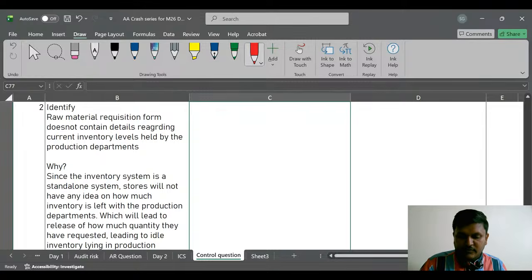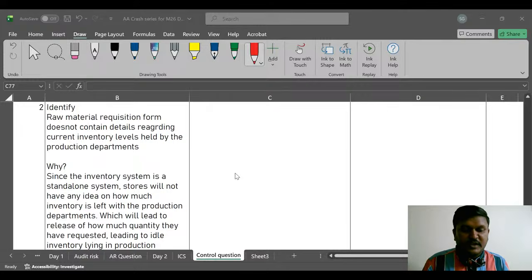So you got that, how we are framing this particular thing? Any doubts relating to this? How do you frame this? So we are framing it as: the raw material requisition form does not contain details regarding the current inventory levels held by them, so it is not integrated, so the people will not know. Now the other thing we'll have over here would be that the inventory system is not there, so they don't have an idea. So what would be the recommendation?